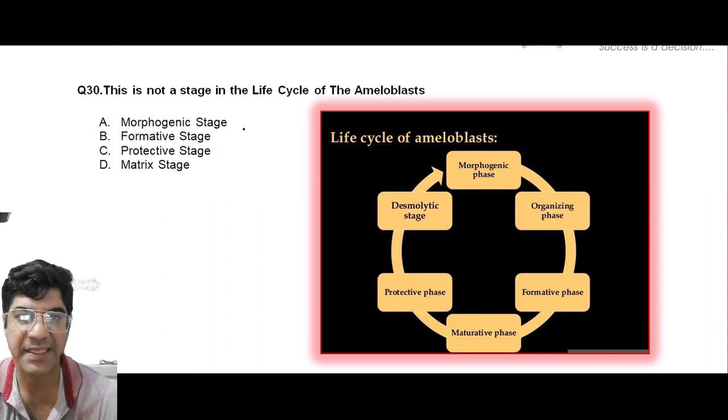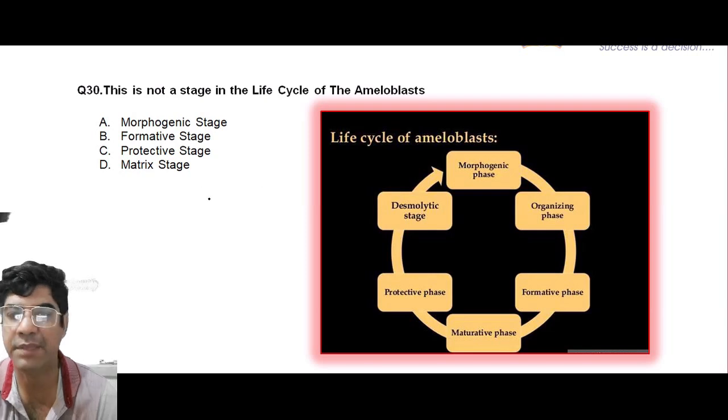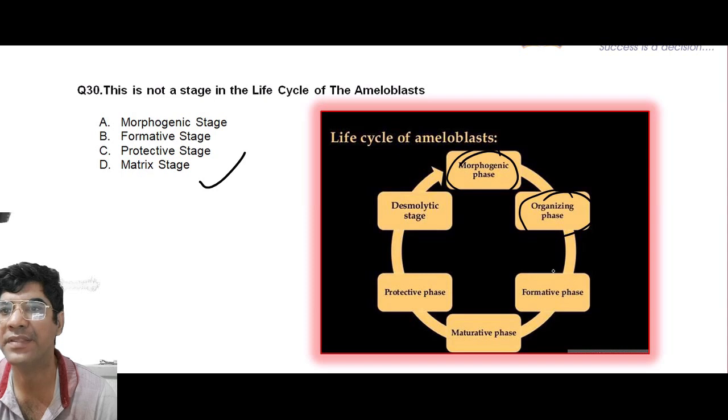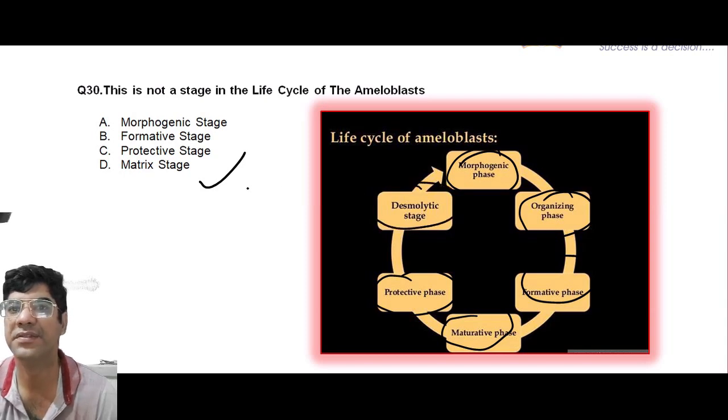That is not a stage in the life cycle of ameloblast? It's the matrix stage. These are the stages: morphogenic stage, organizing phase, formative phase, maturative, protective, and desmolytic. So your answer is D.